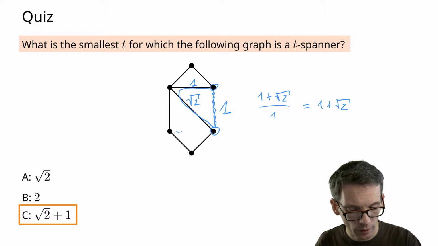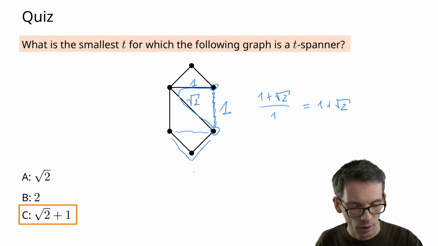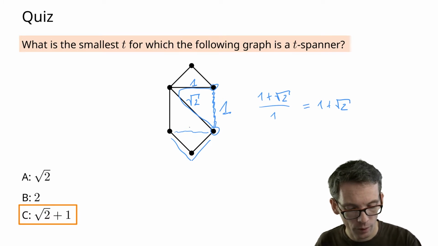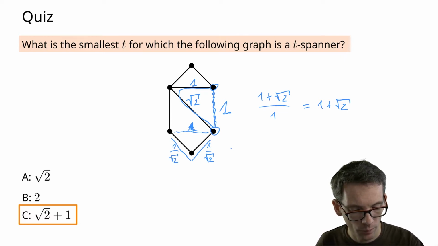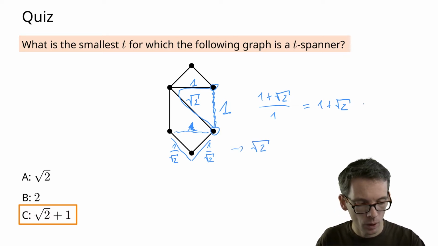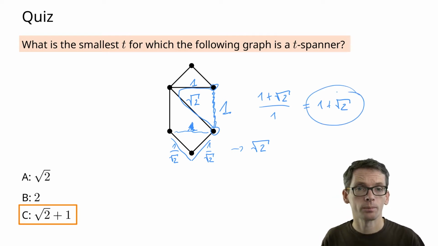So for instance, if you take this pair here, then I can go here and here, and that actually gives you a detour of, so if this length is 1, modulo we scale, if this is 1, then this is 1 divided by square root of 2 and 1 divided by square root of 2. So that's 2 times square root of 2. So for this one, this detour is square root of 2. But we're interested in the worst case, and that's 1 plus square root of 2.